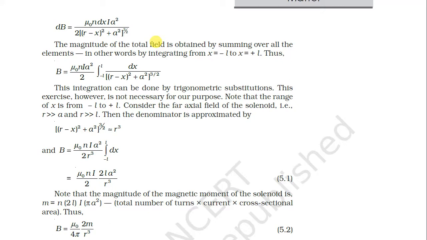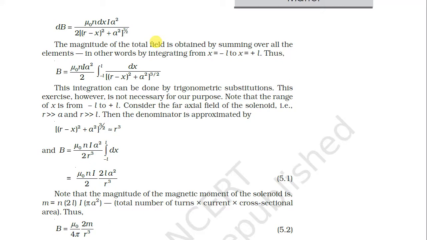This is a constant term, so it comes outside the integration, and the limit is minus L to L of dx over (r minus x) square plus a square, raised to 3 by 2. This integration can be done by trigonometric substitution. This exercise, however, is not necessary for our purpose. Note that the range of x is from minus L to L.